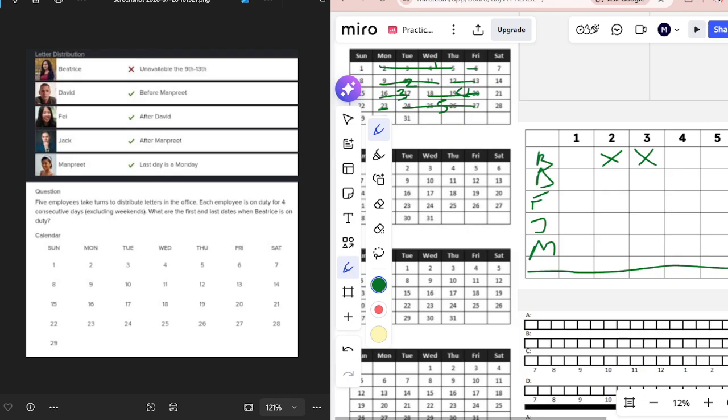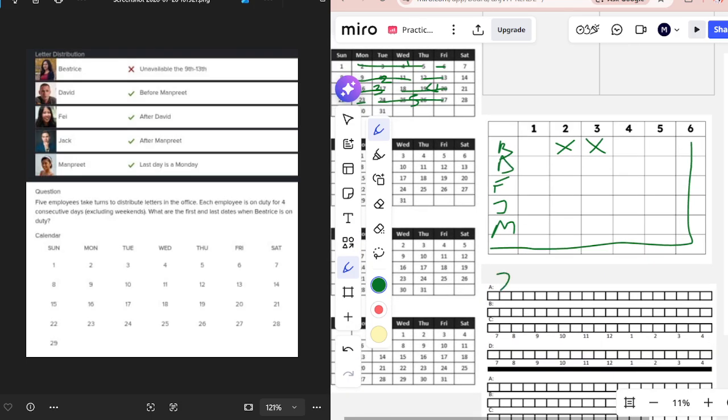Next, number 2: David comes before Manpreet. So that tells me something: David cannot be the last and Manpreet cannot be the first. Third thing, they said Faye is after David. So we have David and Faye. It tells me another thing: Faye cannot be the first. And since David comes before Manpreet and comes before Faye, that means David comes before two people. So David cannot be the fourth because it has to have two people behind him.